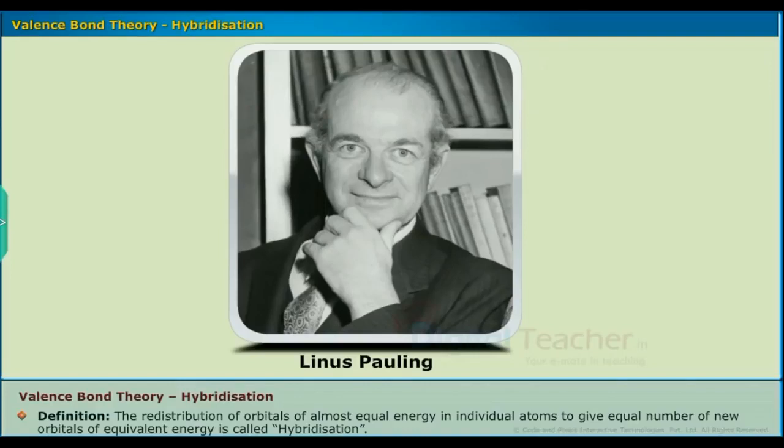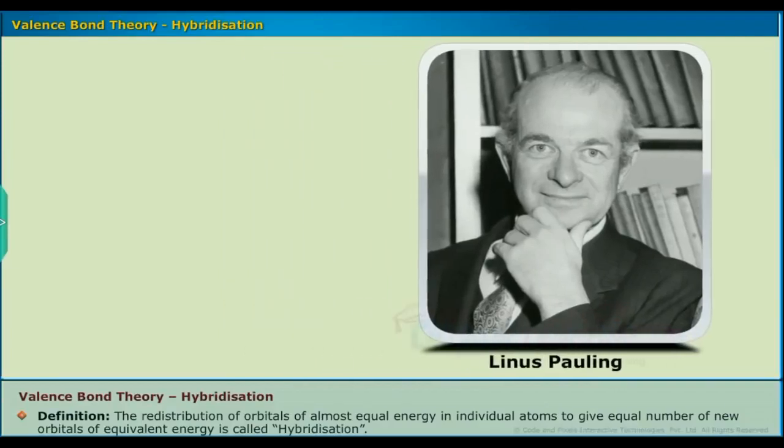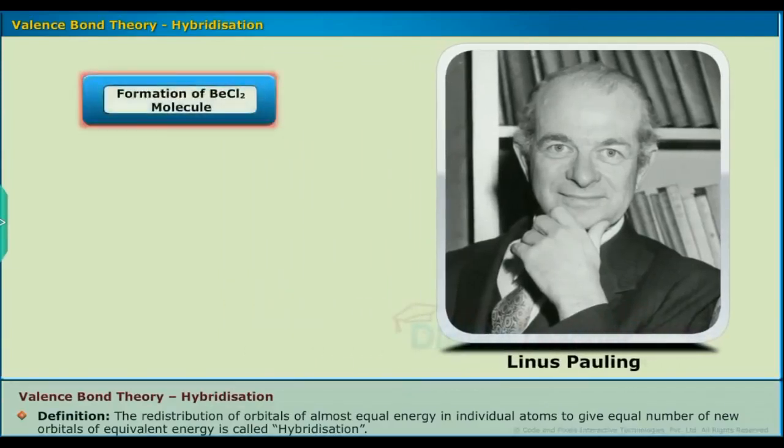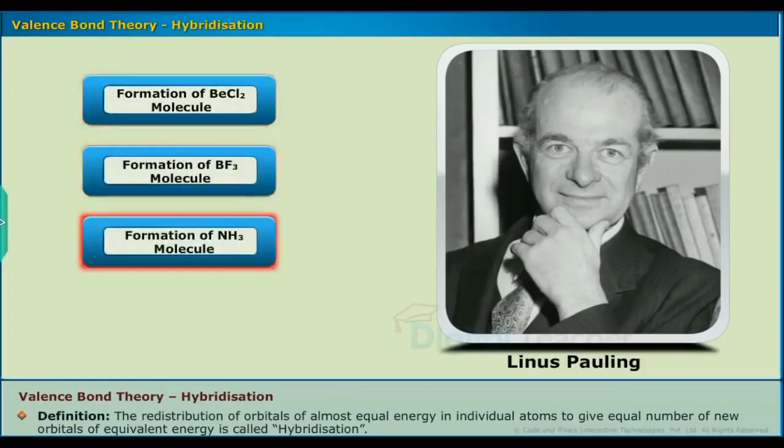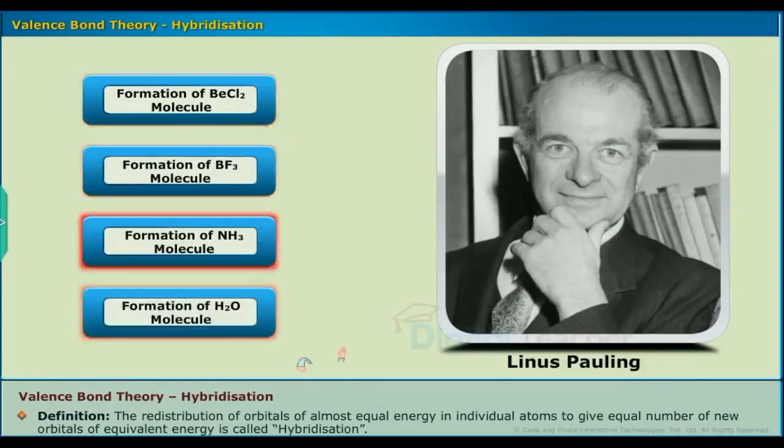Let us learn about the valence bond theory using the hybridization concept in the formation of beryllium chloride, BeCl2, boron trifluoride, BF3, ammonia, NH3, and water, H2O molecules. Click each tab to learn more.